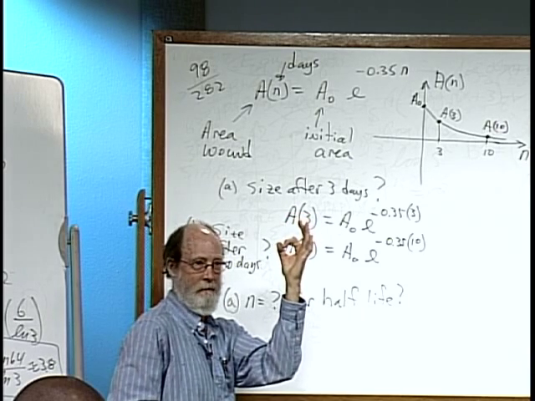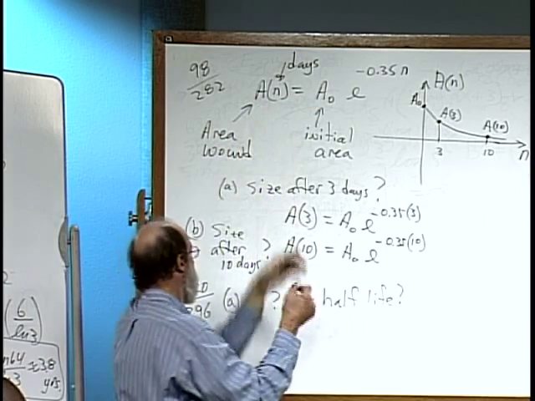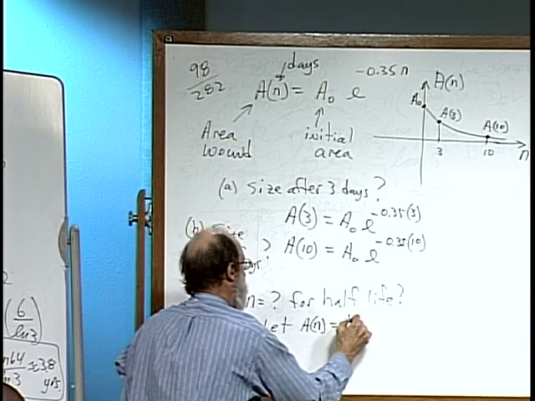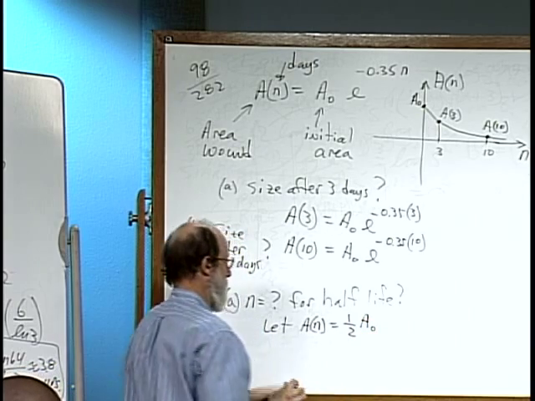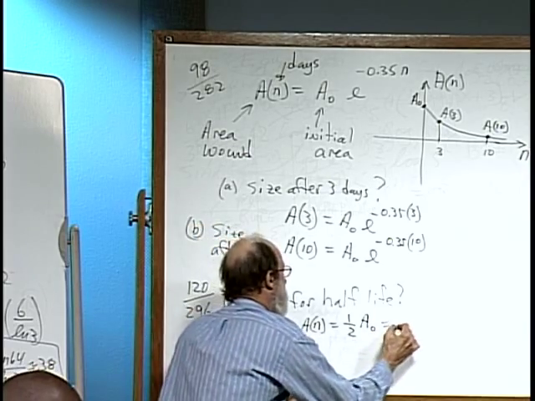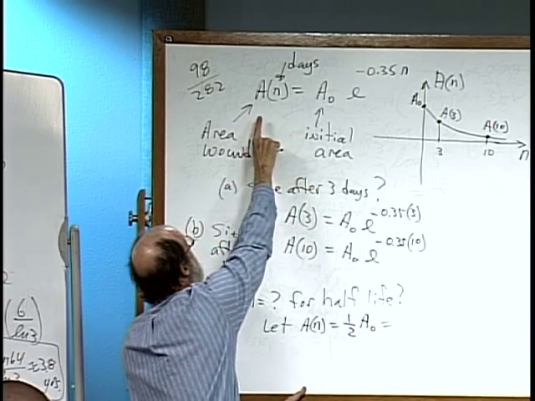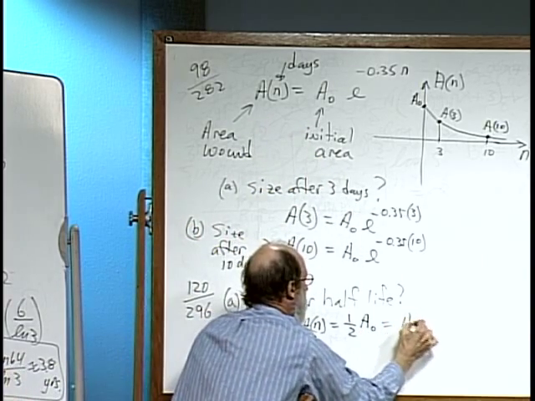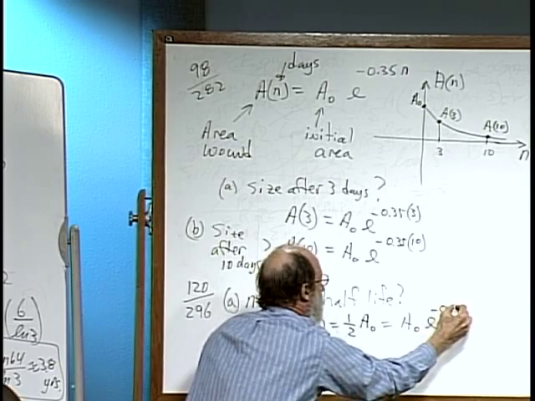So put in half for A of n. Very good. Melissa's suggesting A of n, we don't know what it is. Well, we do know. We know it's half as big. So A of n, we're going to let A of n be equal to half of the original value. And then that's going to be equal to, you look up at your model, A of n is taking on half of the A naught value. So over on the other side, it's equal to A naught e to the minus 0.35 n.